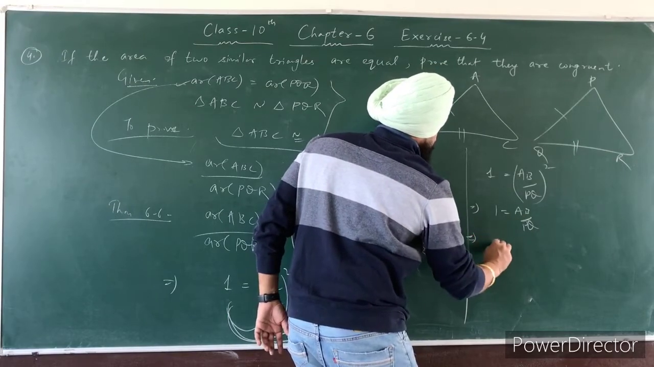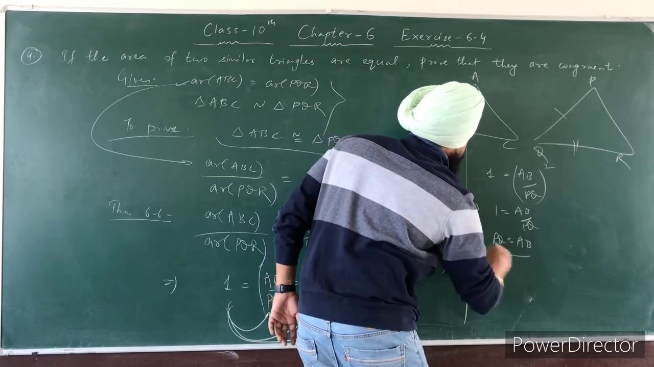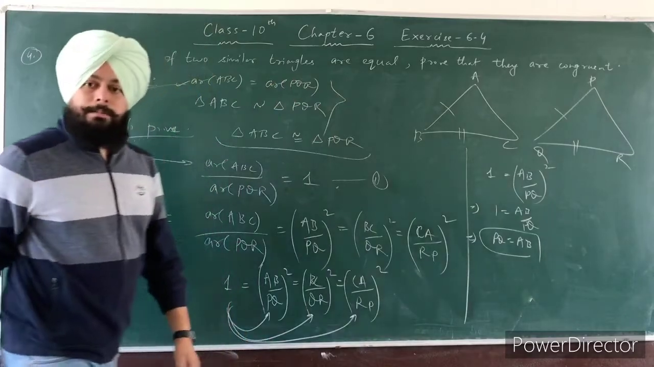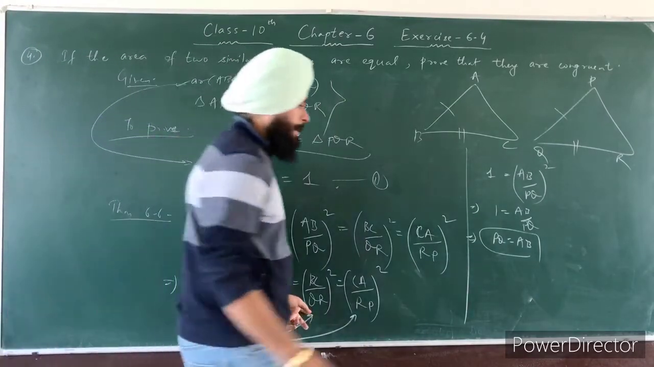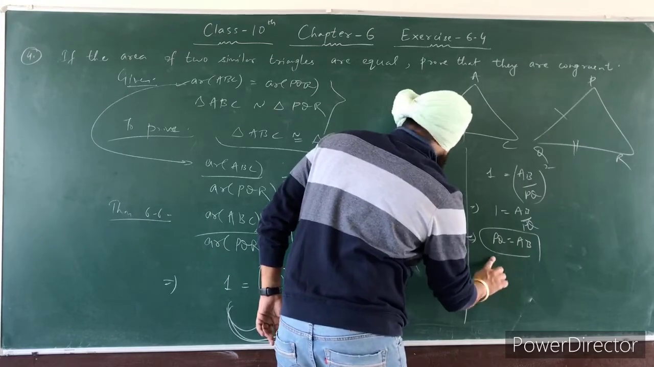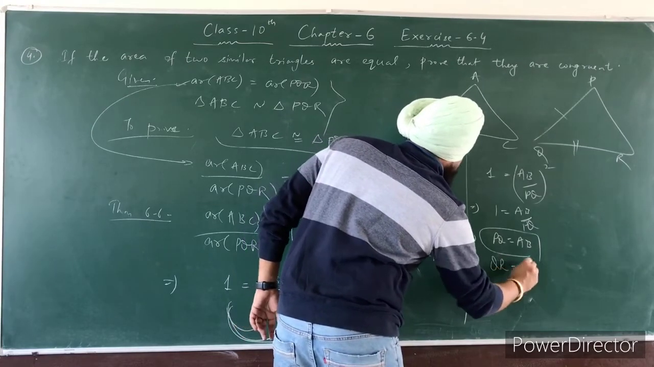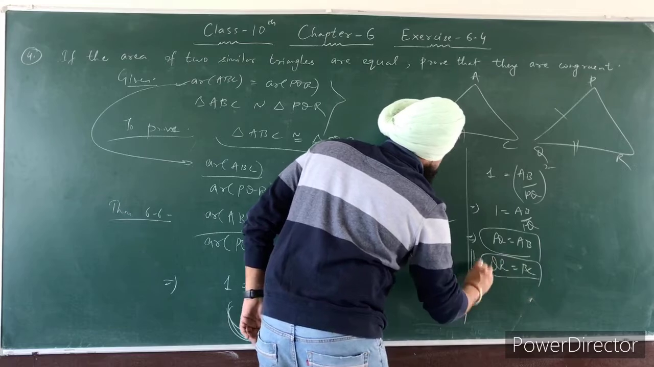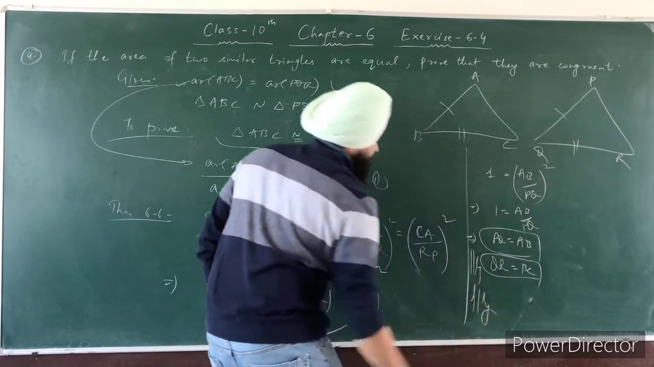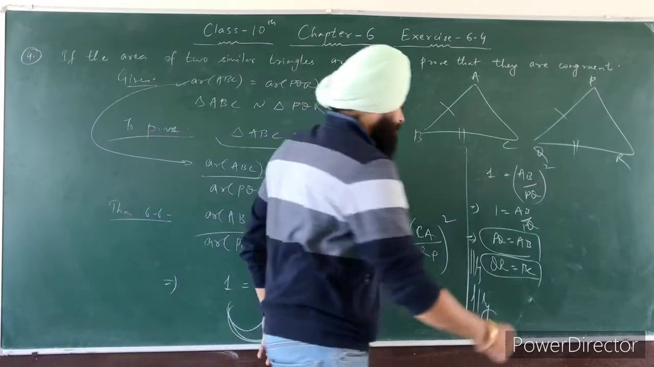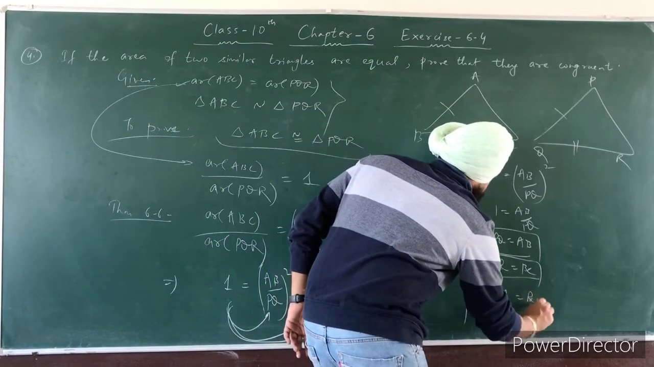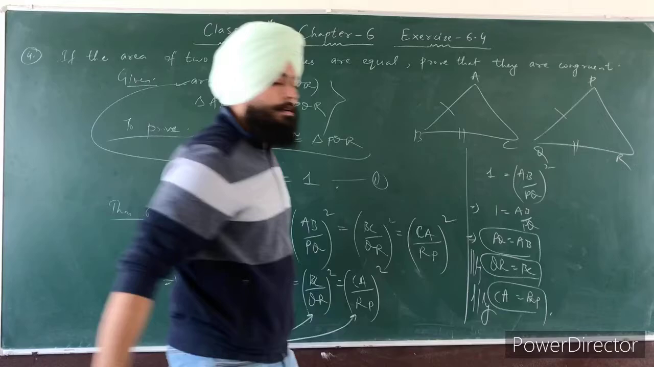This implies PQ is equal to what? PQ is equal to AB. Similarly, from this second condition, we will get QR is equal to BC. Right here similarly. Alright. And from the third condition, we will get CA is equal to RP. This is the third condition.